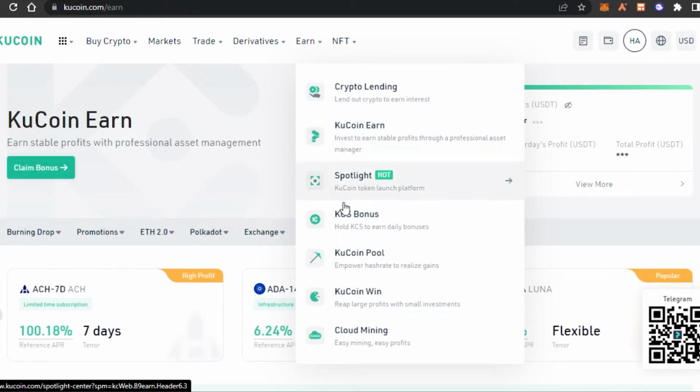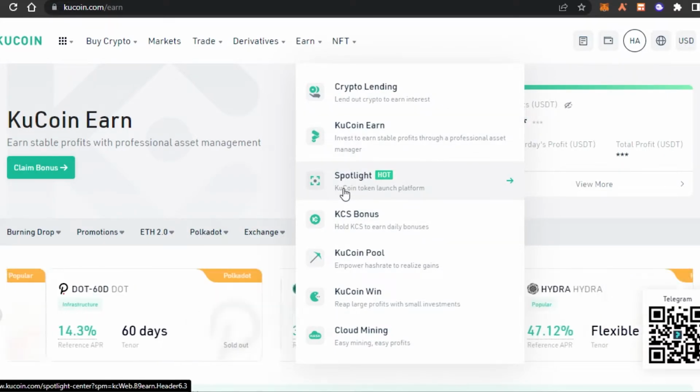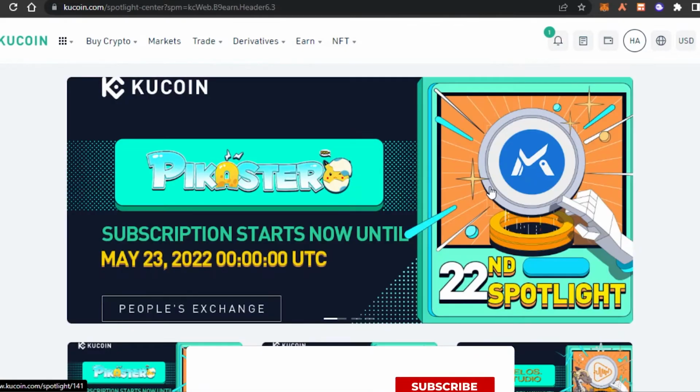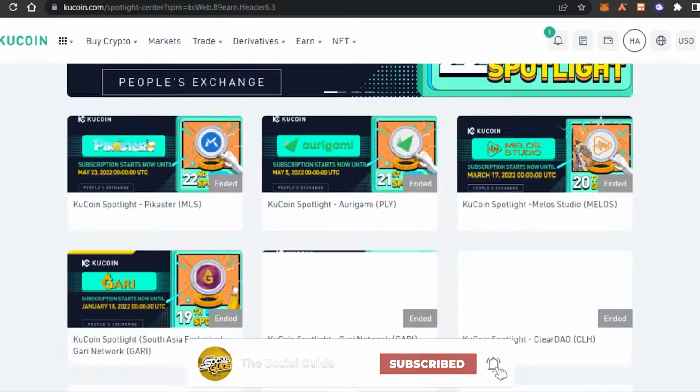If we go to Earn, then we have the Spotlight option. Spotlight right now is the hottest way to make money on Kucoin. It is a Kucoin token launch platform. Let's open it up. So here we have KuCoin token launch.